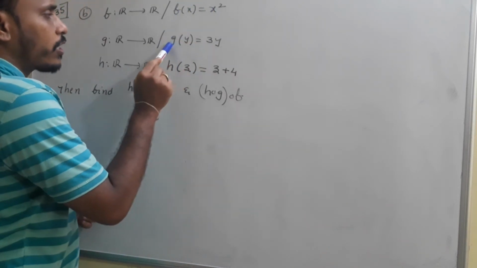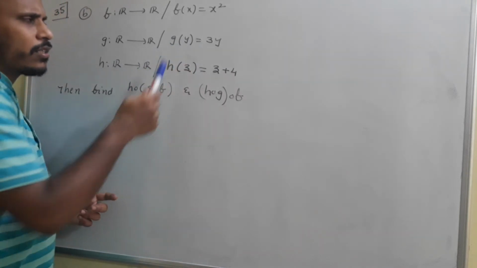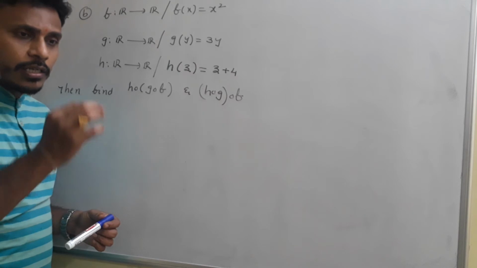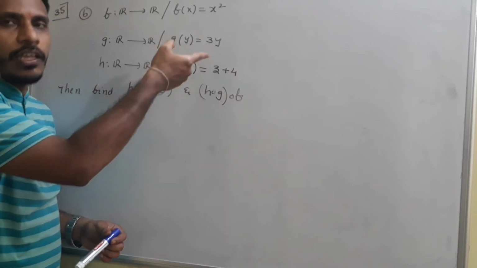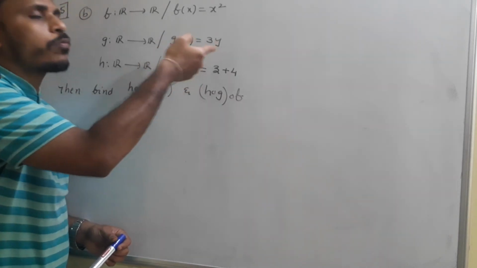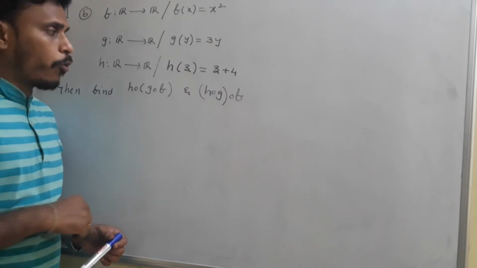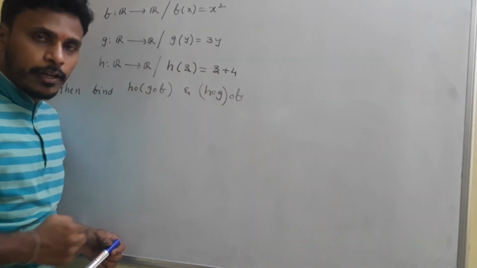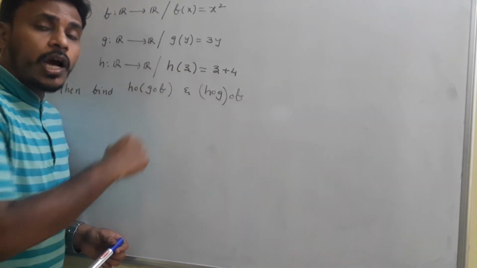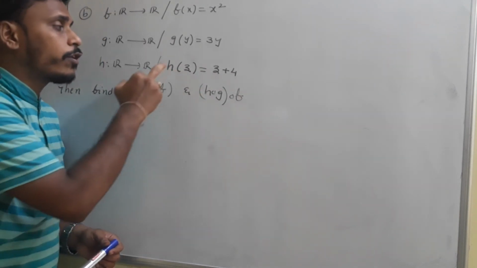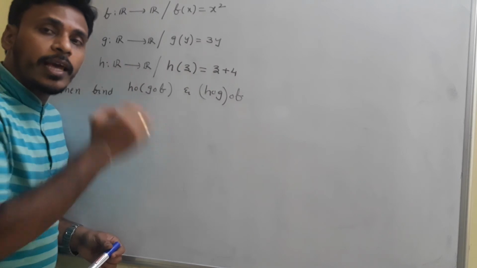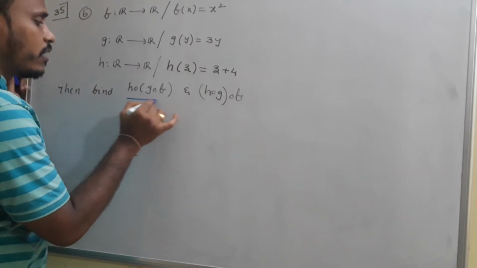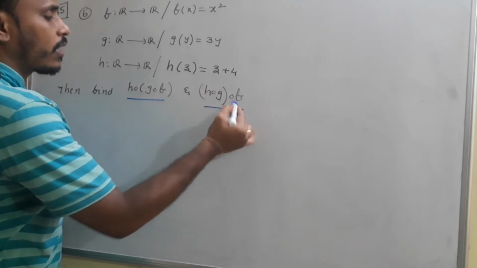For the second function, g of y is equal to 3y. Don't bother about that y or x or z. If input is y, output is 3y. If input is x, output is 3x. Like that, no problem. Here z, if it is the input for h, output is z plus 4. If input is y, output is y plus 4. If input is a, output is a plus 4.